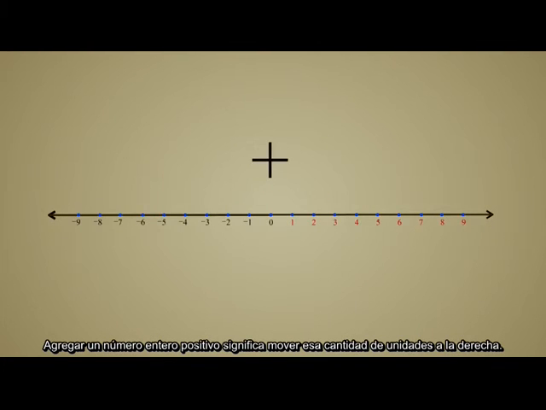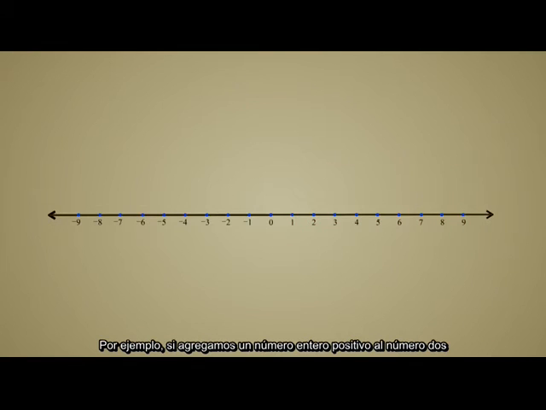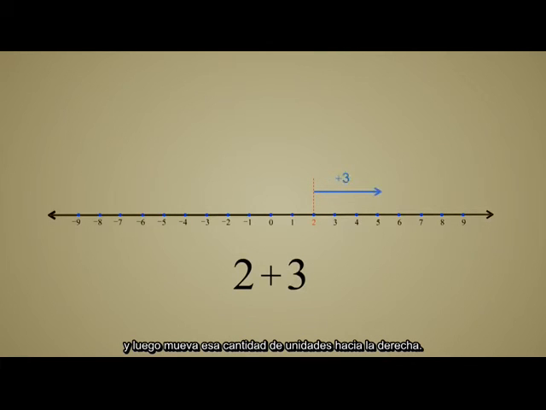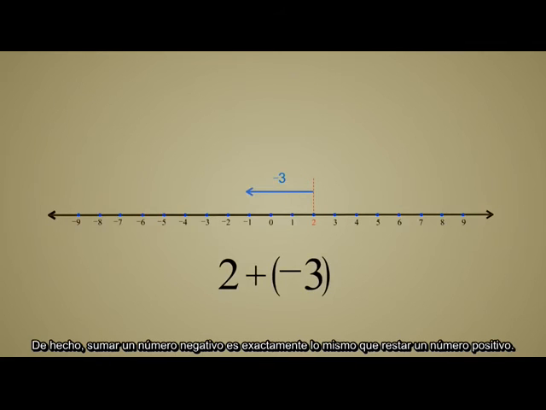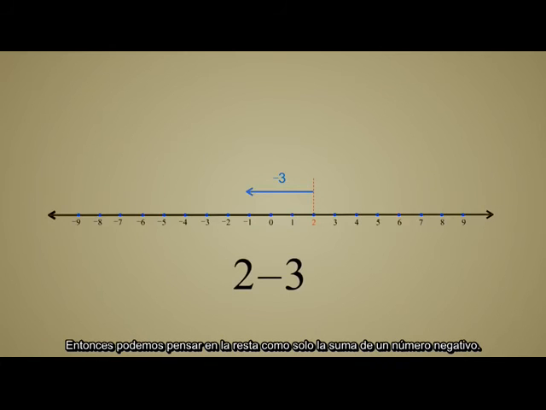Adding a positive integer means moving that number of units to the right. For example, if we add a positive integer to the number 2, we start at 2 on the number line, and then move that number of units to the right. Adding a negative integer means moving that number of units to the left. In fact, adding a negative number is exactly the same thing as subtracting a positive number. So we can think of subtraction as just the addition of a negative number.